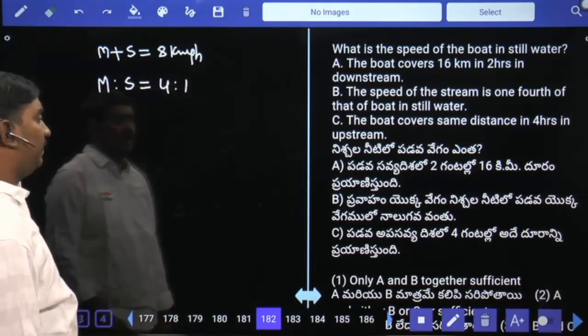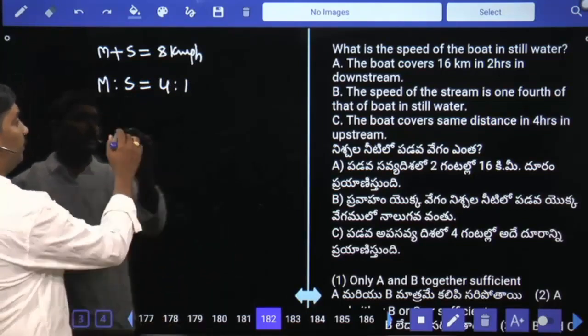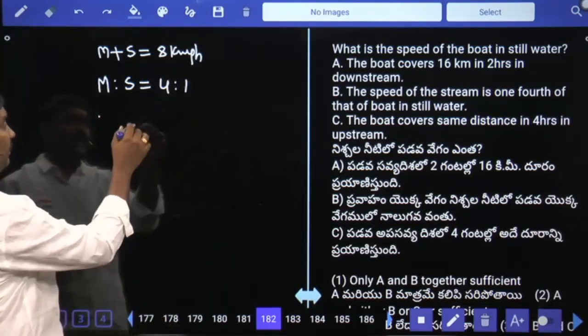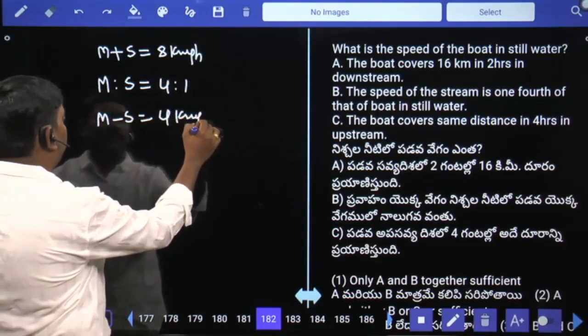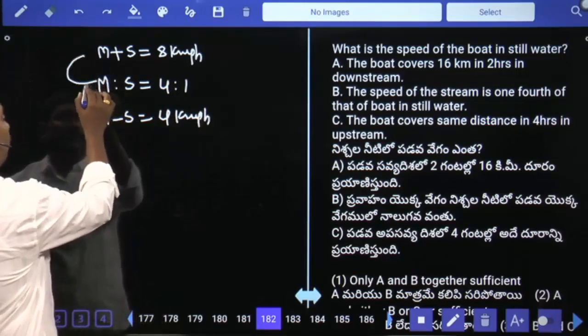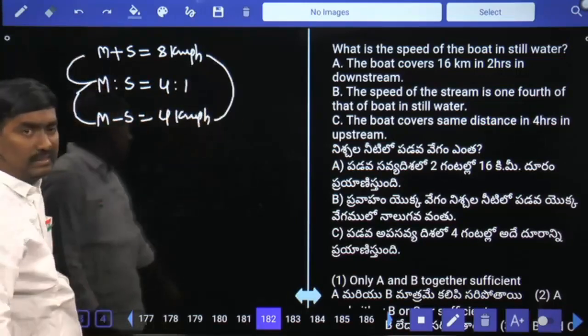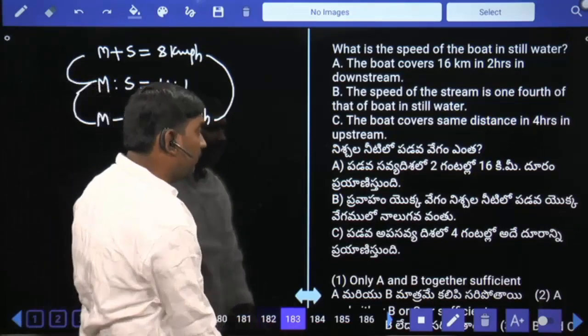The boat covers the same distance in 4 hours upstream. Same distance means 16 kilometers upstream, so M minus S is 4 kmph. By combining 1 and 2, 2 and 3, or 1 and 3, you will get the answer. By using any two of the statements, you will get the answer.